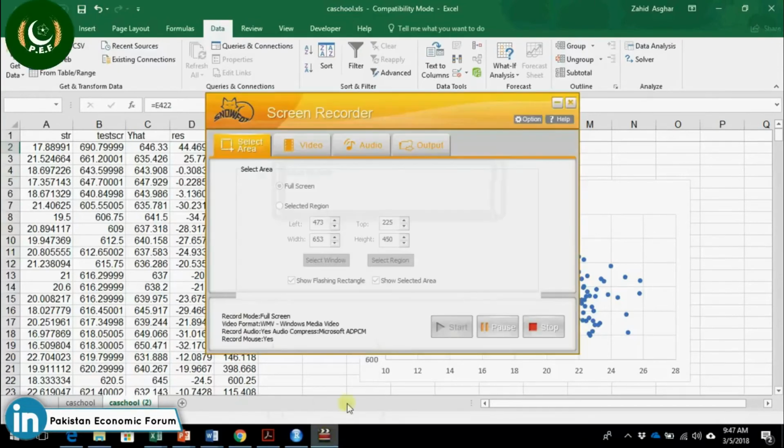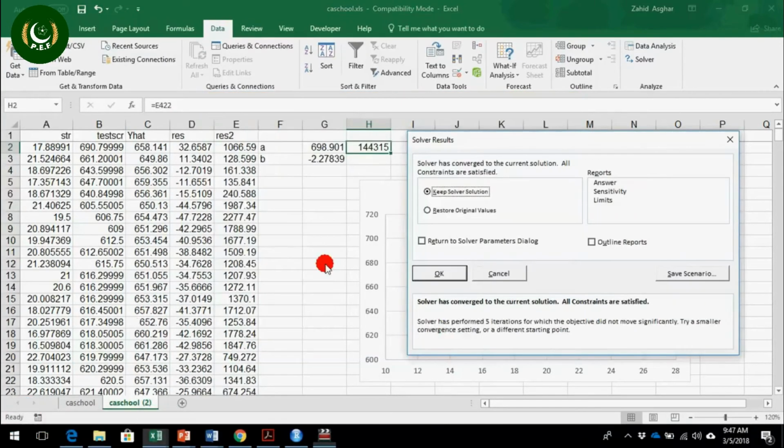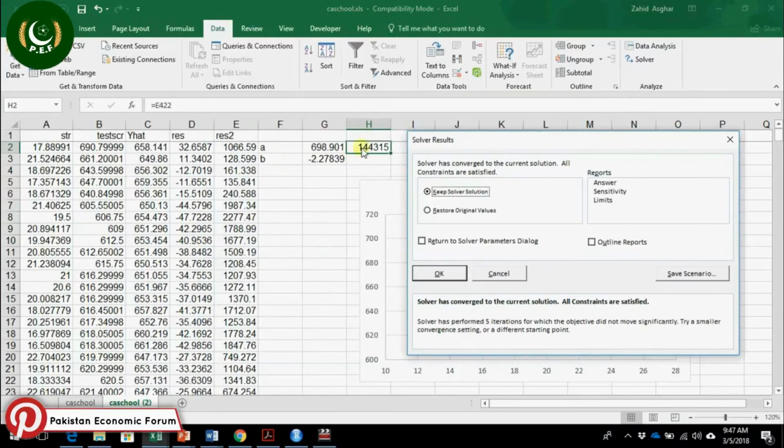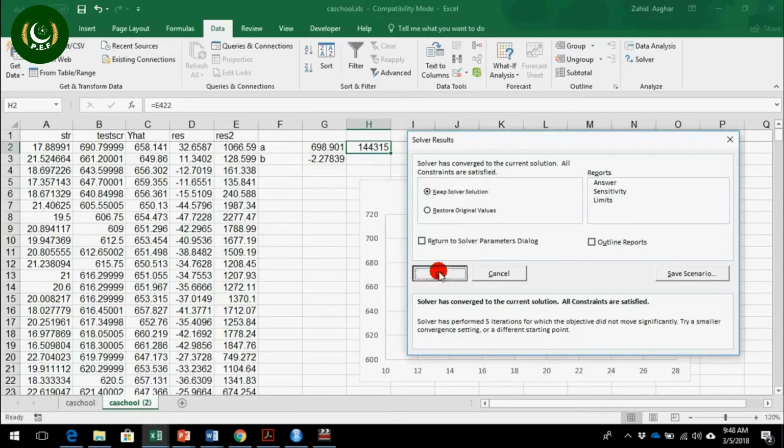So now our solver solution is 144315, our minimum sum of squares of residuals for the values of 698 and minus 2.28. We say keep solver solution. Keep solver solution.